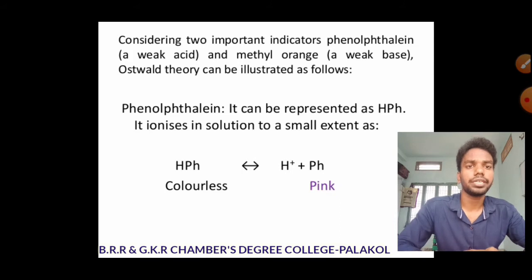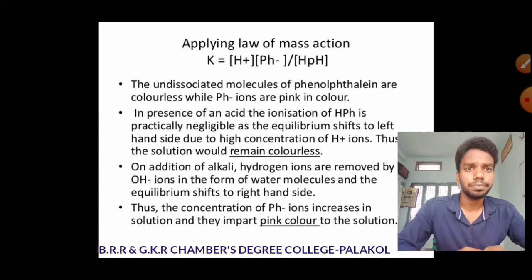In a conical flask you are taking an acid, let us say HCl. HCl gives H+ and Cl-. Now in that solution you are adding 1 or 2 drops of phenolphthalein indicator. So what happens? Phenolphthalein indicator dissociates into H+ and Ph-. Already HCl dissociates into H+ and Cl-, right? The undissociated molecules of phenolphthalein are colorless, while Ph- ions are pink in color.